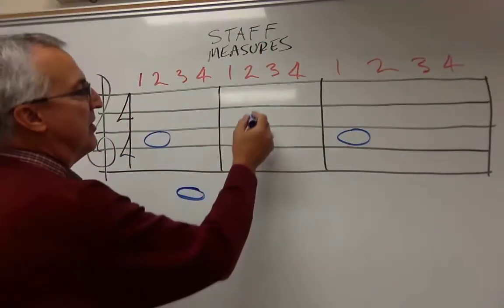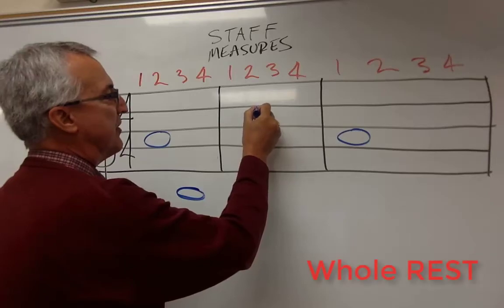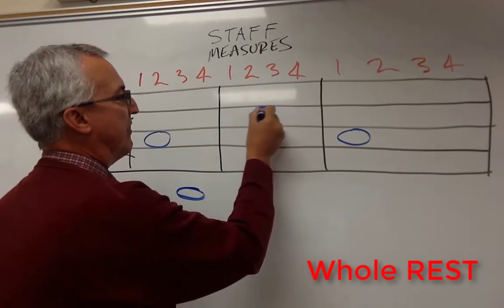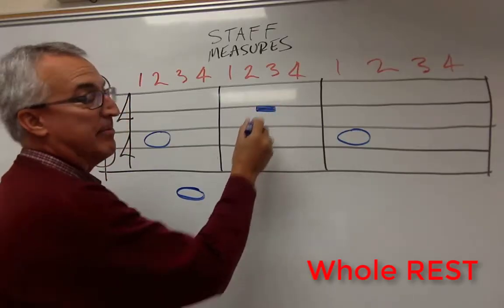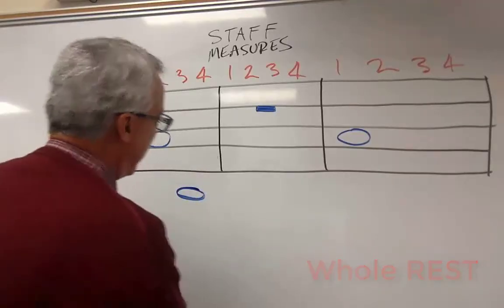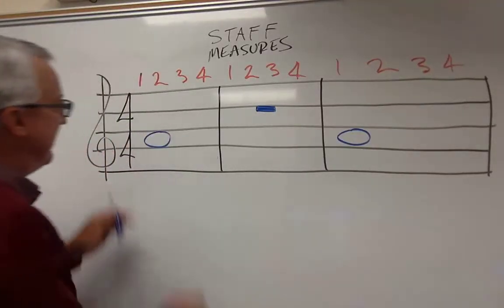Now in the second measure, I'm going to put a symbol which means to rest for the measure, or to not play for 4 beats. It looks like a rectangle that hangs off the 4th line. So if you see this symbol, just count to 4, but do not play. So right now, the song I've written goes like this.